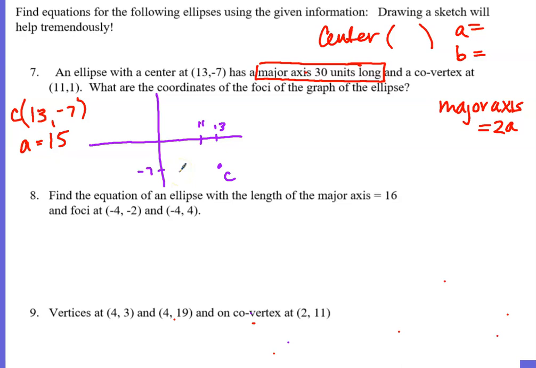That can't be right. This needs to change. Sorry, I think this one didn't get updated, I'll update this for you guys. (11, 7), I'm going to change that to (11, -7). So we'll be at (11, -7). So this will be a co-vertex.